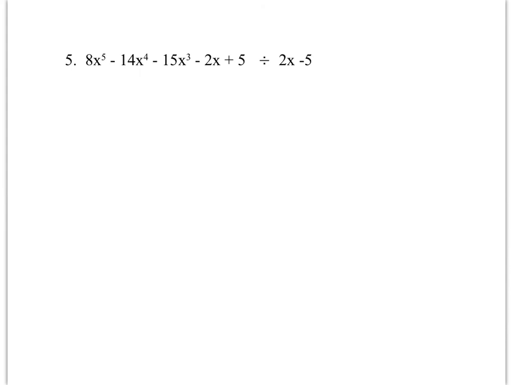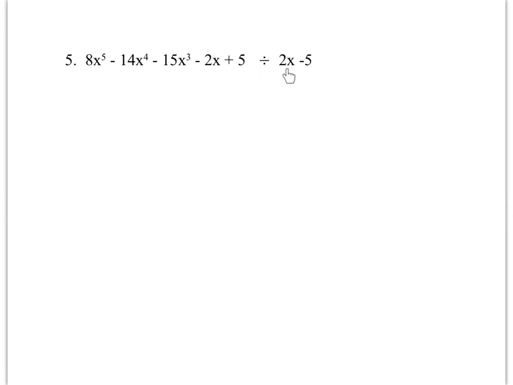Okay, folks, last problem, and then we are done. Actually, yes, we can do this synthetically because we have a 2x minus 5, so our divisor is a binomial of degree 1. But there's one more thing we need to do: we need to divide everything by 2. I'll show you how to do this in class. So right now, what I'd like you to do is just divide this the old-fashioned way.